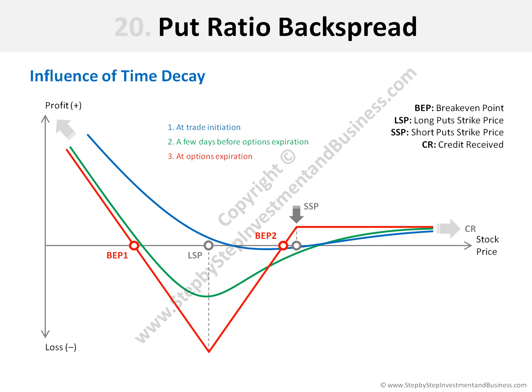On the vertical axis, the profits and losses of the position are indicated, and on the horizontal axis, the stock price is indicated. The blue curve indicates the profits and losses at trade initiation. As we get closer to options expiration, the curve of profits and losses is like the one shown in green. And, finally, at options expiration, the curve of profits and losses is the one shown in red. For this strategy, time decay typically hurts the position.